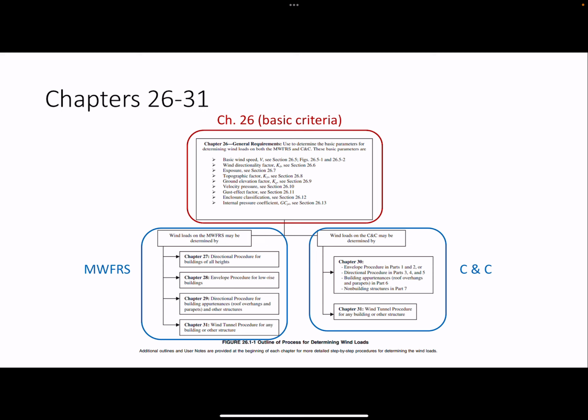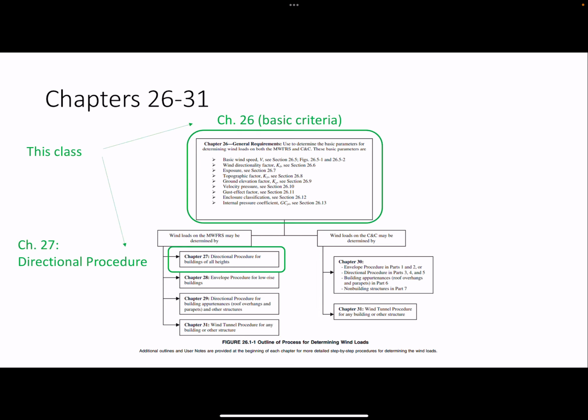And for components and cladding, there are also several options there. Most of them are covered in chapter 30. Chapter 31 covers the wind tunnel procedure for both types of analyses. So that's something that we would apply to a tall building in an urban area, for example. But again, in this class, we'll be focusing on chapter 26 and then chapter 27.